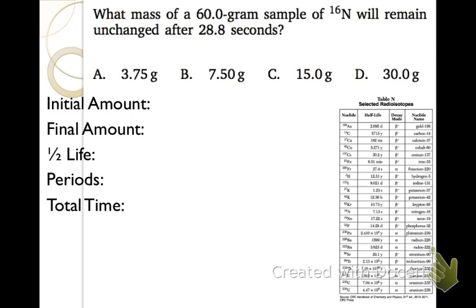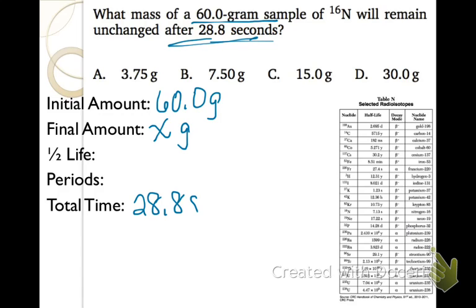The next question: what mass of a 60-gram sample of 16N will remain unchanged after 28.8 seconds? So we have a 60-gram sample, that's our original amount. It wants to know what mass will remain, so that's our unknown amount. And unchanged after 28.8 seconds, so that's our total time. We don't have the half-life or the periods, but they did tell us it was nitrogen-16. So let's look up nitrogen-16, and it's right there.